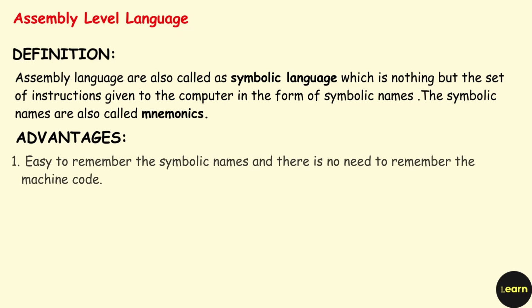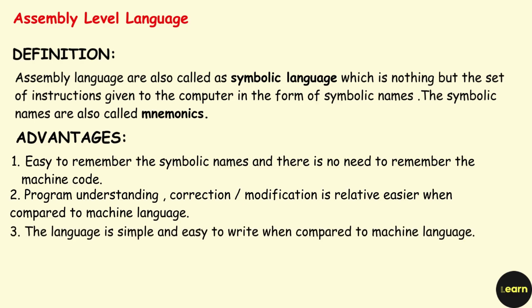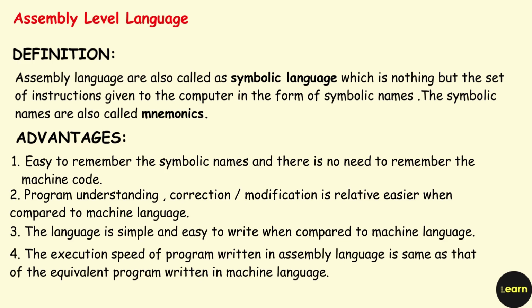Advantages: 1. Easy to remember the symbolic names, and there is no need to remember the machine code. 2. Program understanding, correction, and modification is relatively easier when compared to machine language. 3. The language is simple and easy to write when compared to machine language. 4. The execution speed of a program written in assembly language is the same as that of the equivalent program written in machine language.